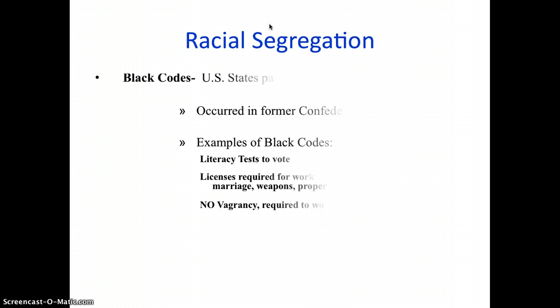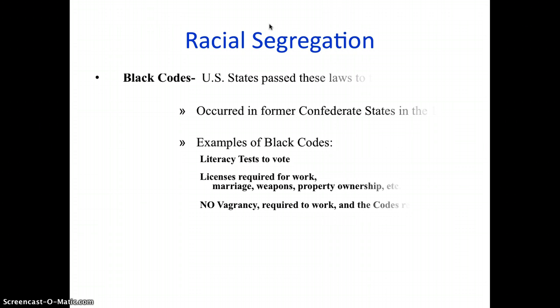After the 13th, 14th, and 15th Amendments were passed, the Southerners tried to avoid all three of those. They came up with things called the Black Codes. This was where the United States passed laws. This occurred in the former Confederate states in the 1860s.